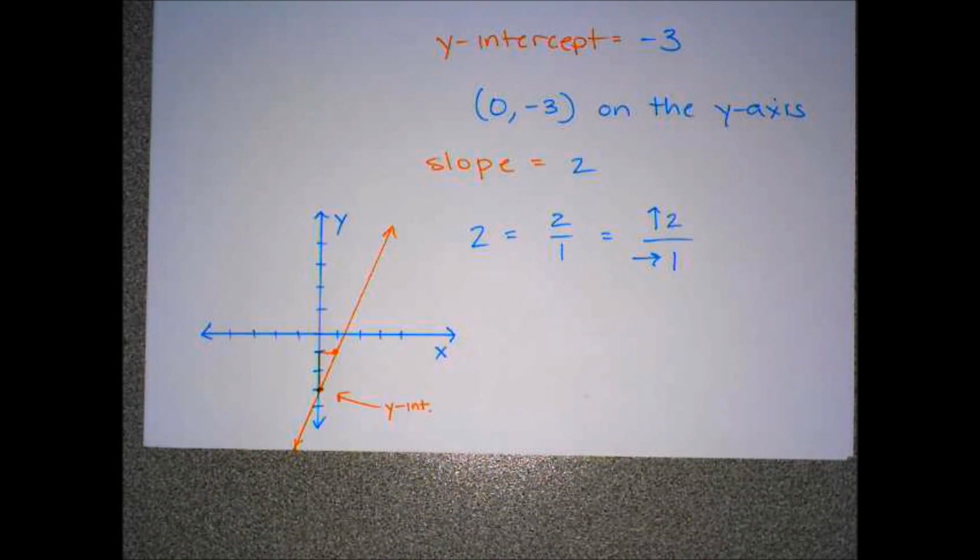So there we go. We looked at 2 examples, looking at an equation in standard form, converted it to slope-intercept form, and we're able to draw the graph from that.